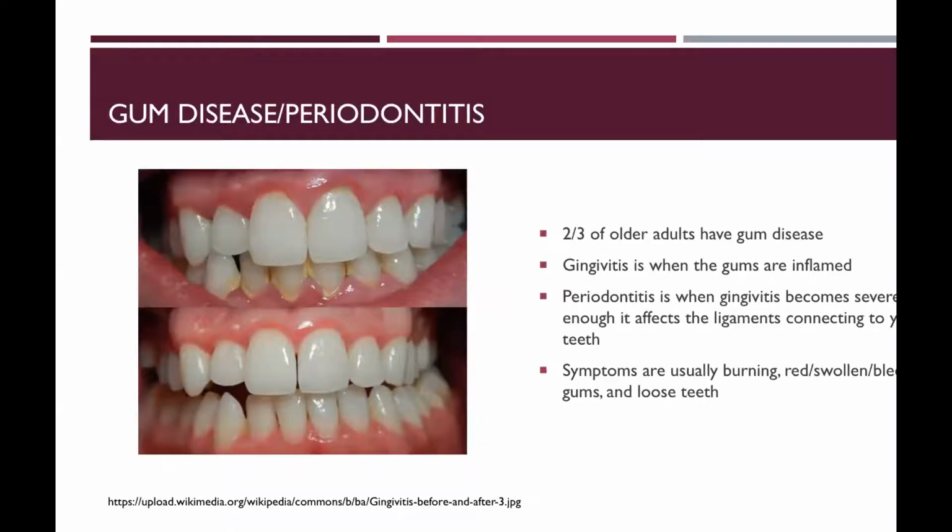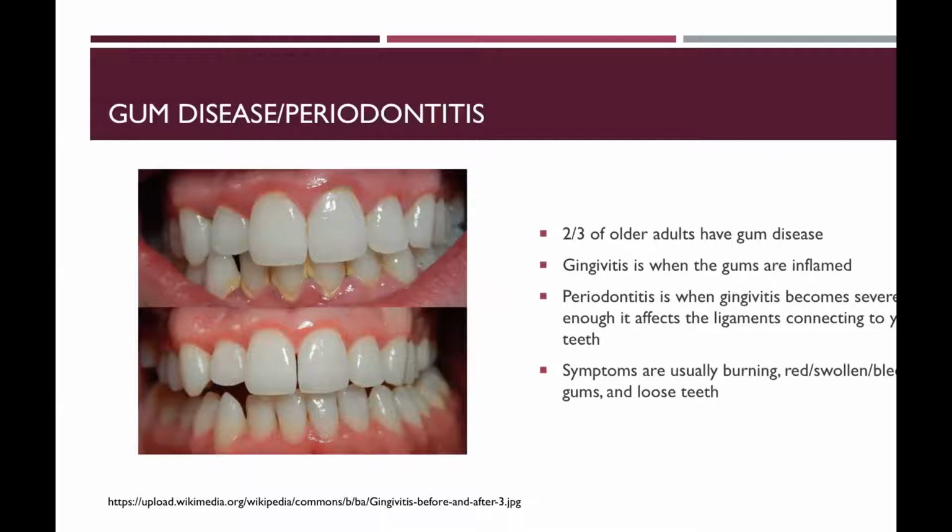The next is gum disease or periodontitis. About 2/3 of older adults have some level of gum disease. The symptoms that you want to watch out for is usually right around the tooth itself. So it usually presents as red or swollen or bleeding gums. Sometimes people also notice loose or shifting teeth.